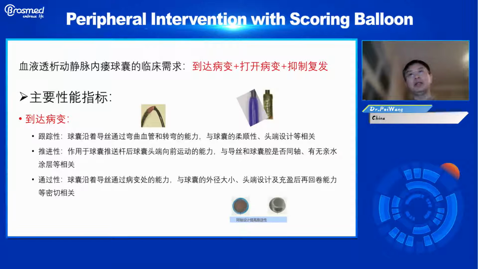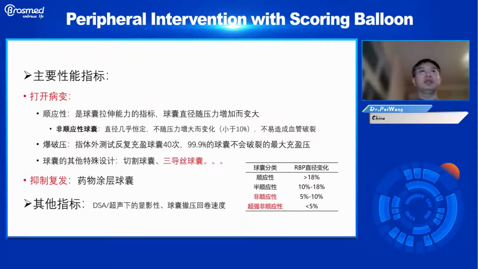So when we use the balloon for the AVF, we want to reach three purposes. The first is that we could reach the lesion. Then we could open the lesion, and we could suppress its recurrence. In order to reach the lesion, there are several aspects, for example, traceability, pushability, and the passing capability. We all know this.